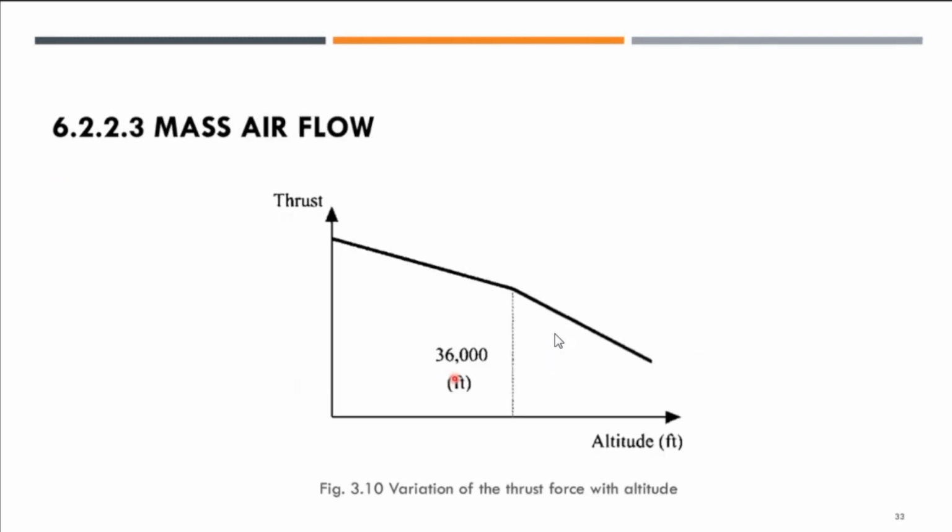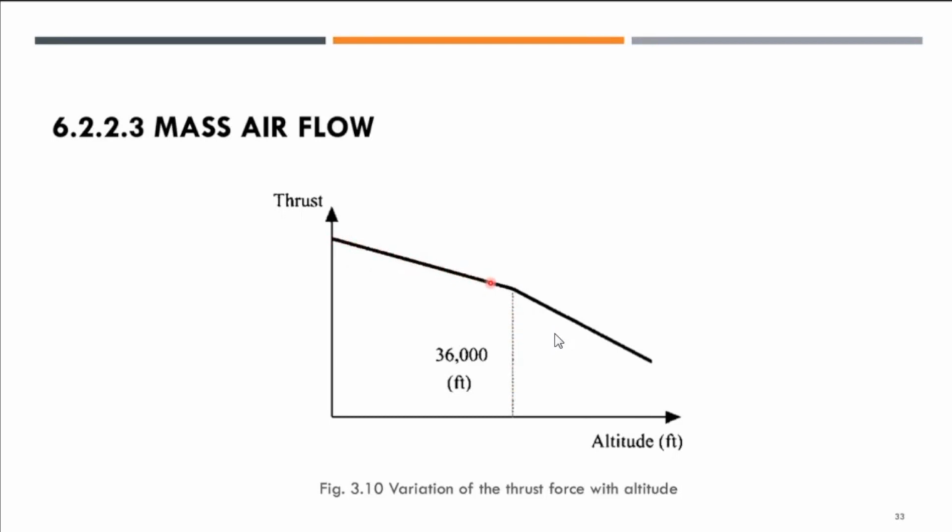So this is the picture, figure 3.10, showing the variation of the thrust force with altitude. This is at 11,000 meters. Thrust drops when you go higher.